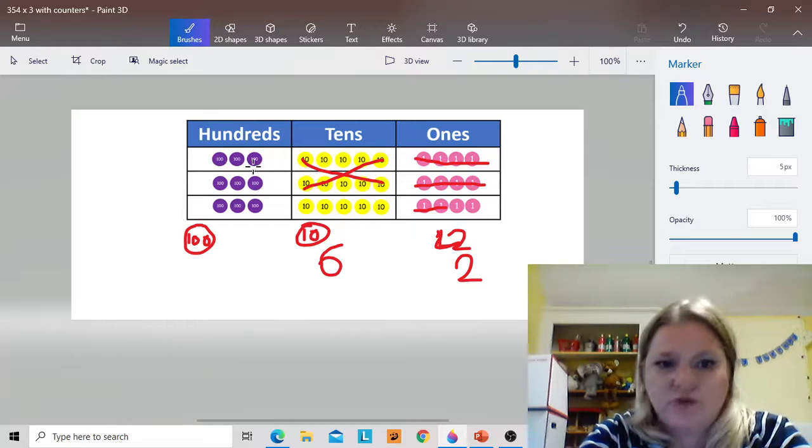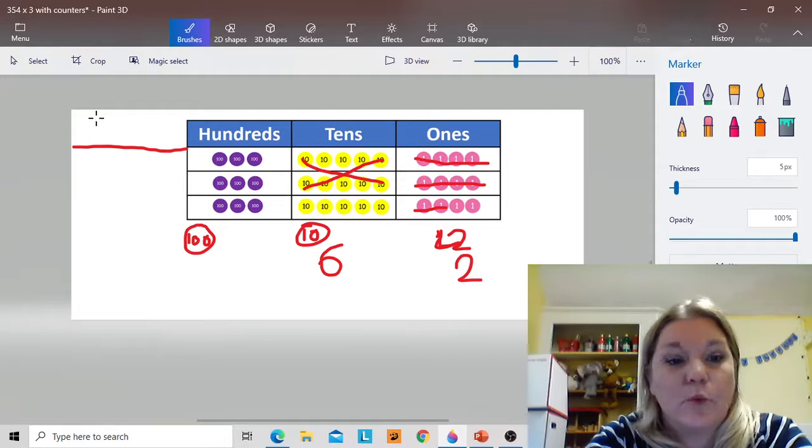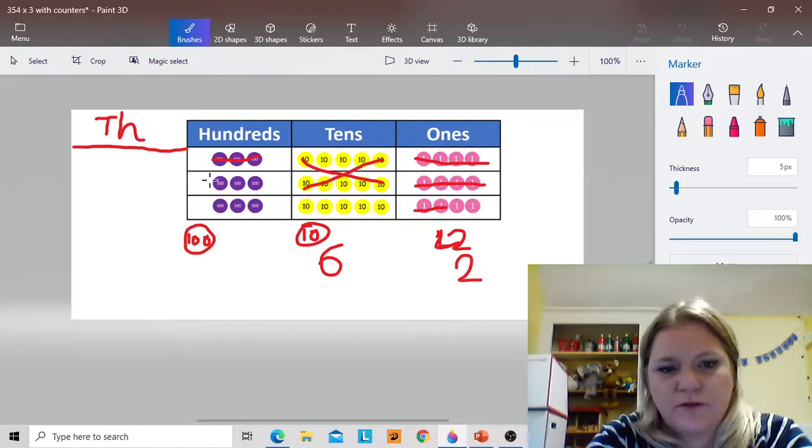Let's count up our hundreds. 1, 2, 3, 4, 5, 6, 7, 8, 9. And remember, we've got another one down here now. So we've got 10 hundreds. Now, if we remember back to when we did place value, we know that 10 hundreds is the same as 1,000. So we can get rid of all of those hundreds and regroup them into the thousands column.